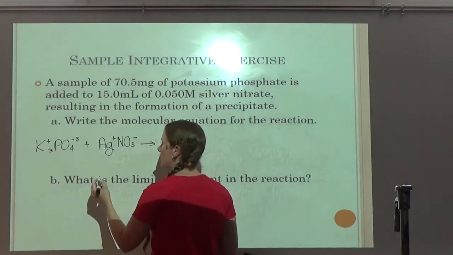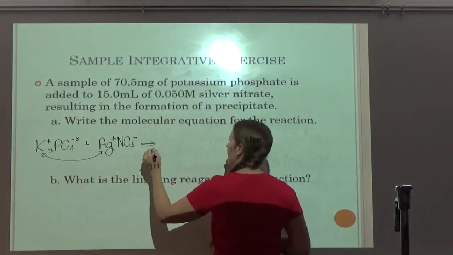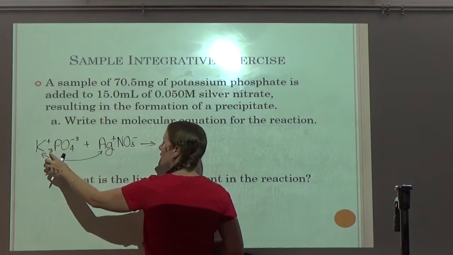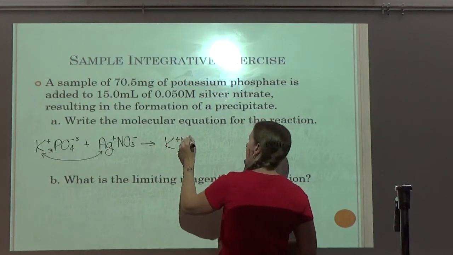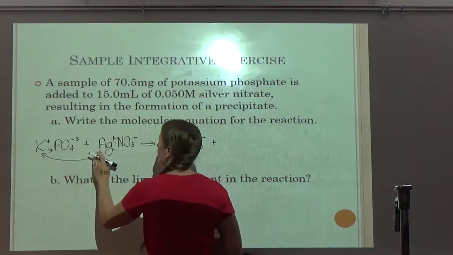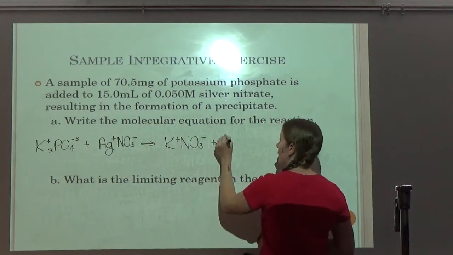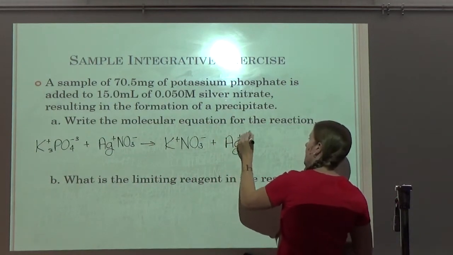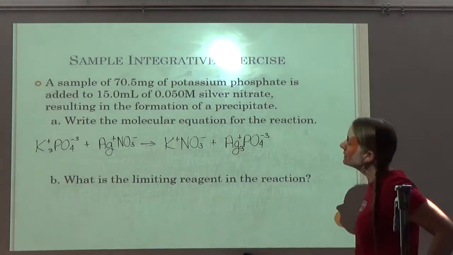So this is just double displacement. Remember, I'm just going to swap my two positives. K is now going to be with NO3, but remember, it only had the 3 because it was with phosphate. It's not with phosphate anymore. So K positive, NO3 negative, that cancels. And then we have our silver bonding with phosphate. Silver is positive 1, phosphate's negative 3, so I need 3 silver to balance that out.